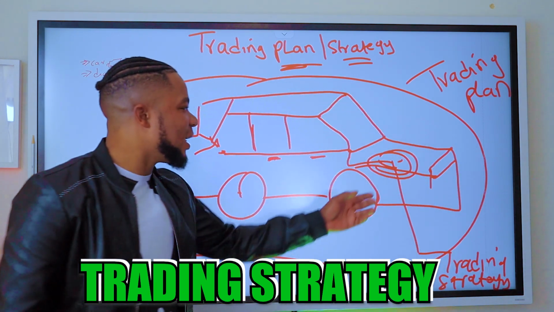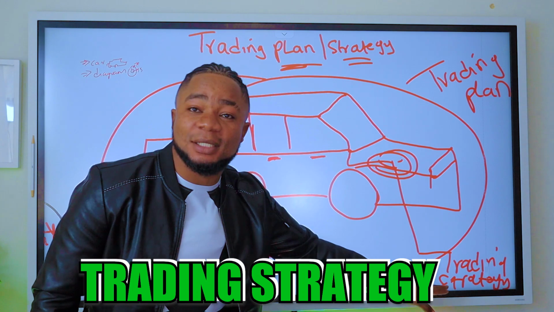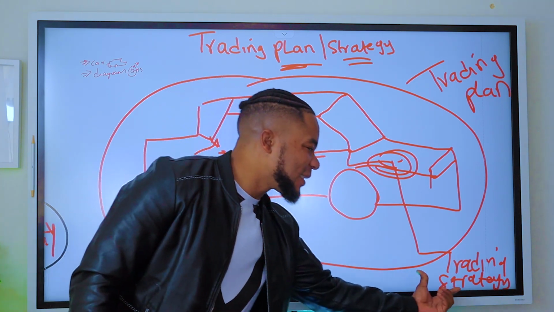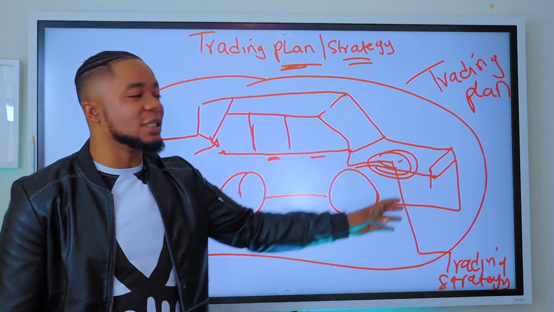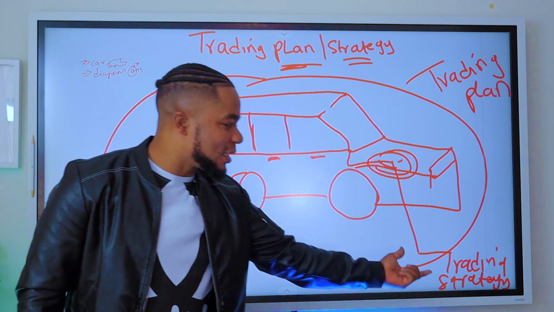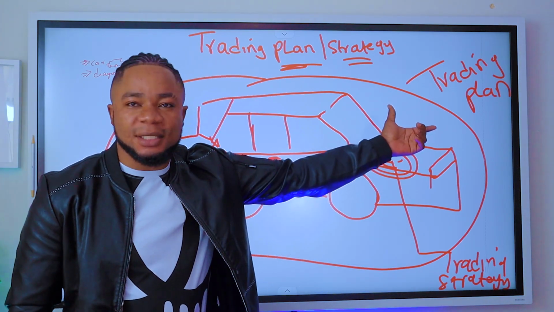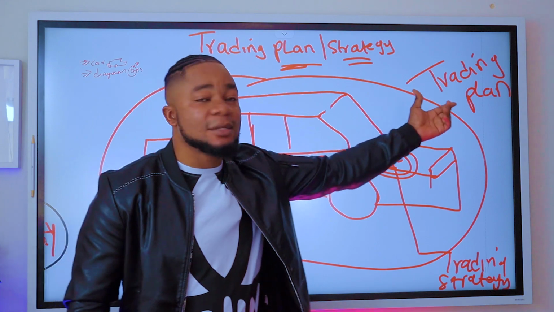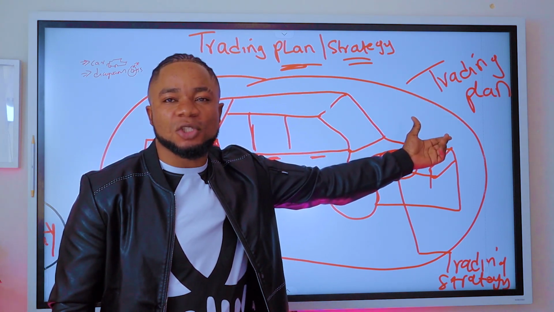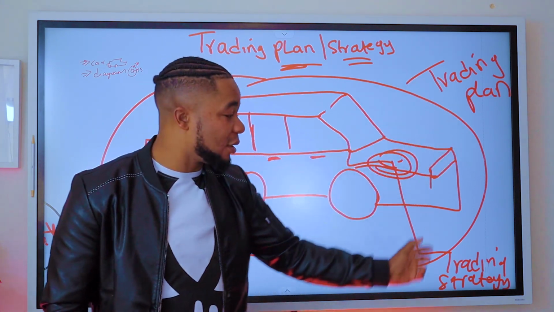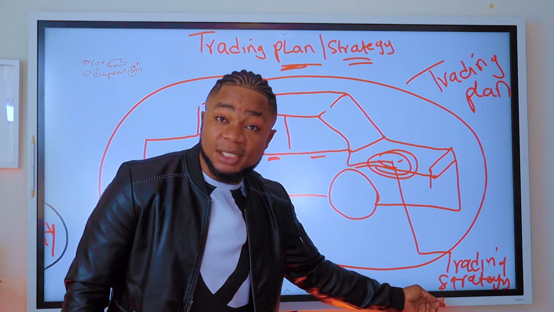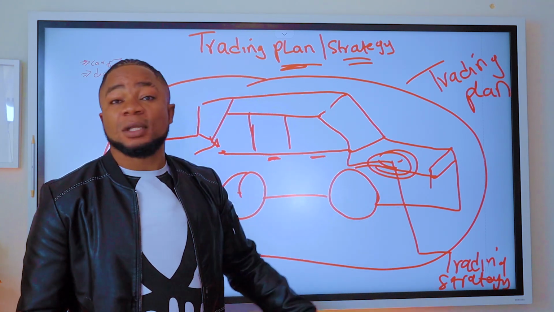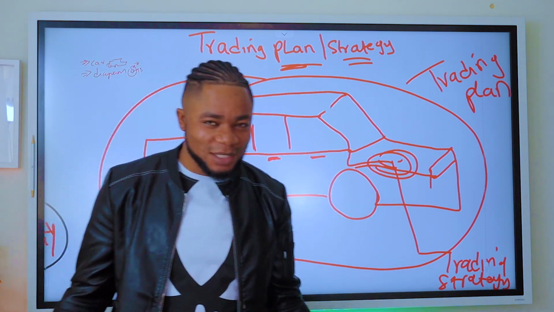All right, so the engine of the car is what we call a trading strategy. So you see, a trading strategy is part of a trading plan. Without a trading strategy, a trading plan won't succeed. There is no way a trading plan will succeed. If you have a trading plan without a good trading strategy that is working, the car won't move, the trading plan won't work. Does it make sense?